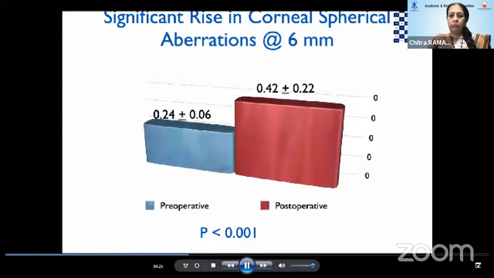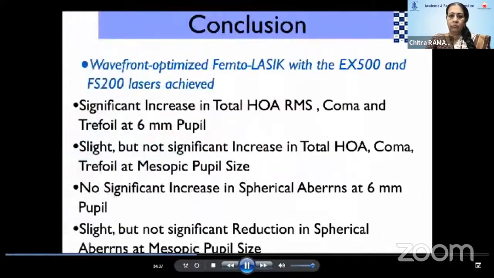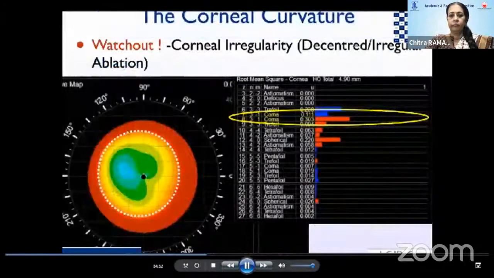And therefore, the wavefront optimized profile is, I would say, at par or as good as the wavefront guided for treatment of myopic refractive errors as far as aberration induction is concerned. There is a slight, but very little, increase at the mesopic pupil size, more at 6 mm pupil, so maybe more relevant to the Western population.